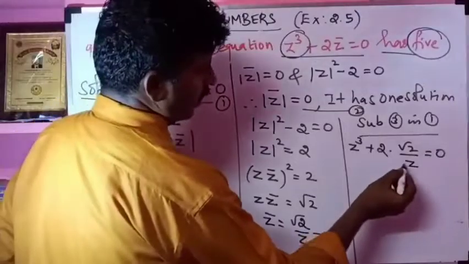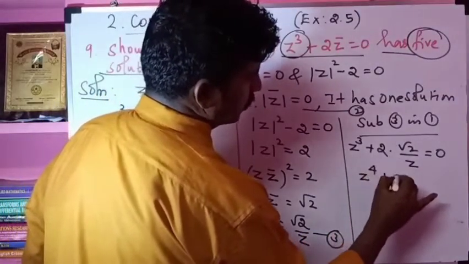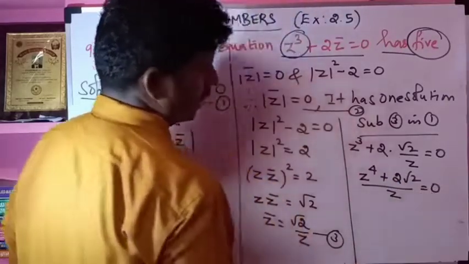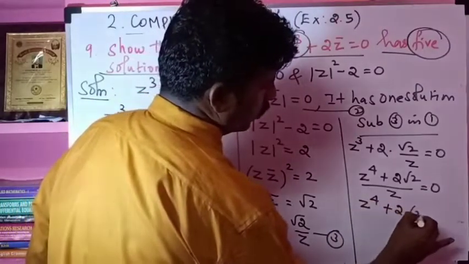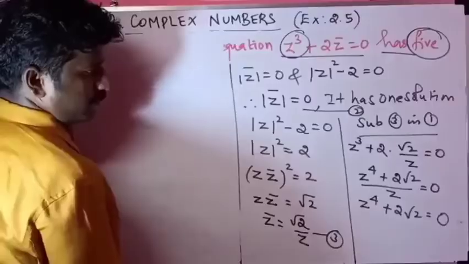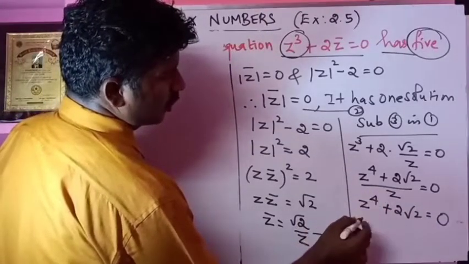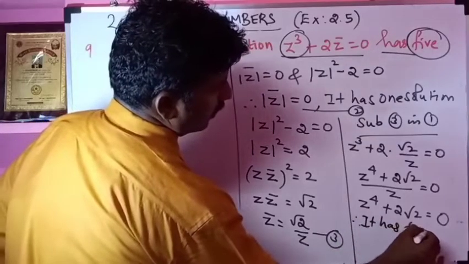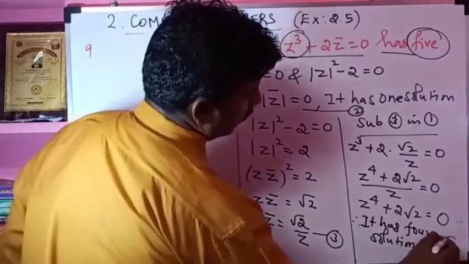இப்போ LCM எடுத்தாரு, right? z into z cube, z power 4. This is 2 into root 2, the whole divided by z equal to 0, right? So this is z to the 4 plus 2 root 2, z into 0 is 0. So see here, this is power 4, degree of 4. So now it has 4 solutions, am I right? It has 4 solutions. This is equation number 4.